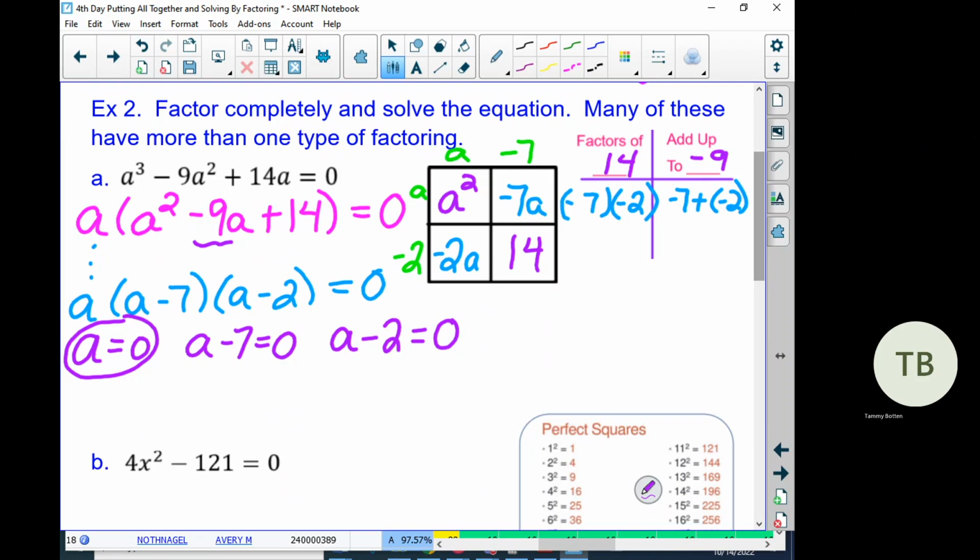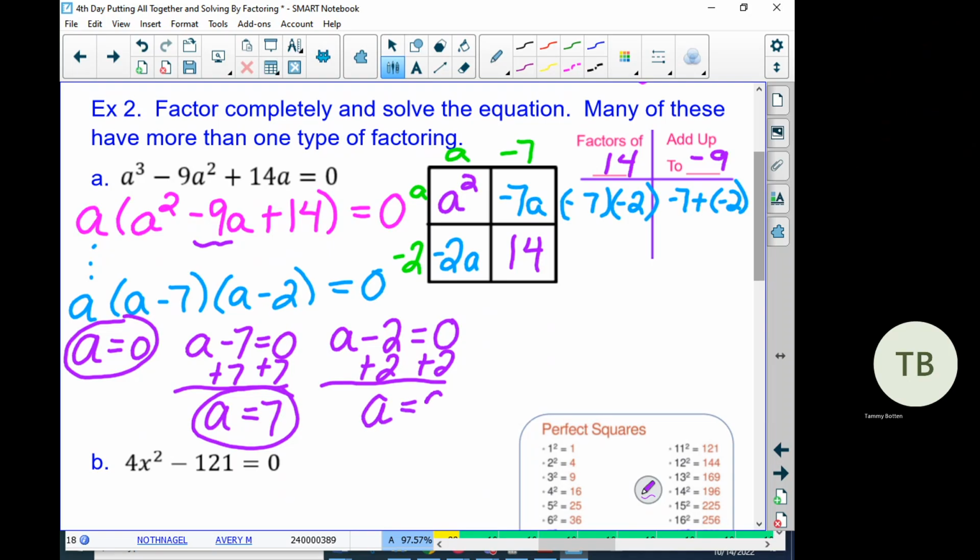This one, you just think of it as you're solving for a, so we add 7, and a would be 7. That's an answer. Here, we add 2, and our answer is a equals 2. Now, when you list your answers, you can do it like this. You could say a equals 0, 7, and 2. Or if you were doing it on a test and there was a blank, you don't even really have to say a equals. You could just say 0, 7, and 2. Those would be your answers.